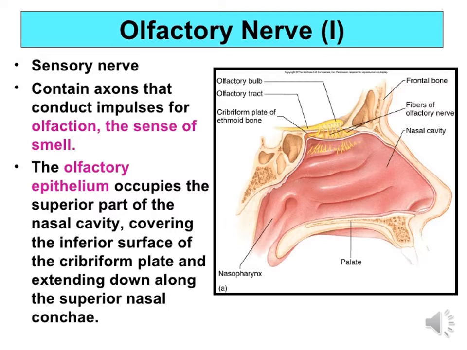The olfactory nerve is a sensory nerve. It is a pure sensory nerve. It contains axons that conduct impulses from olfaction, the sense of smell. The olfactory epithelium is located in the upper roof of the nasal cavity, within the olfactory mucosa that occupies the superior part of the nasal cavity, covering the inferior surface of the cribriform plate and extending down along the superior nasal conchae and the middle of the nasal septum.